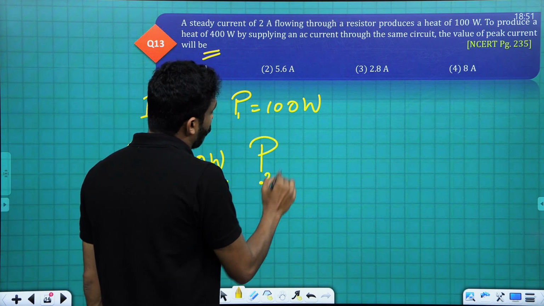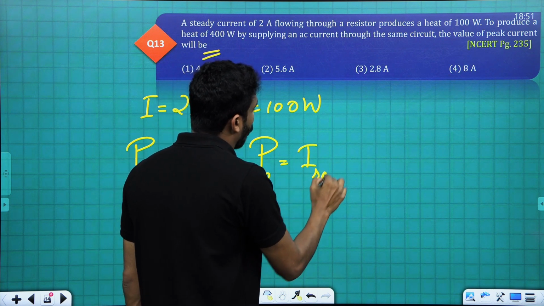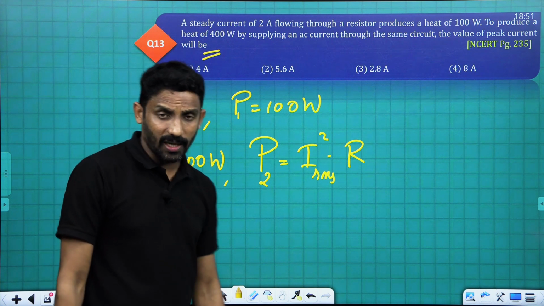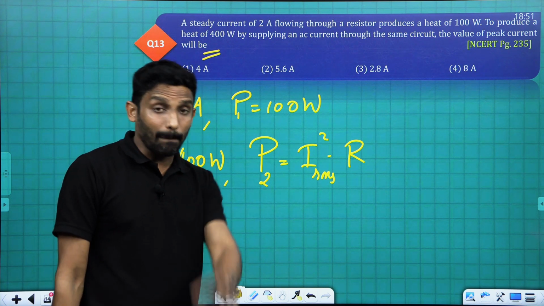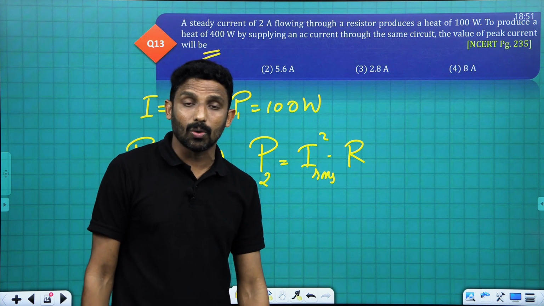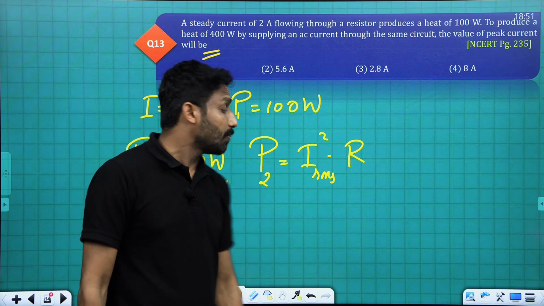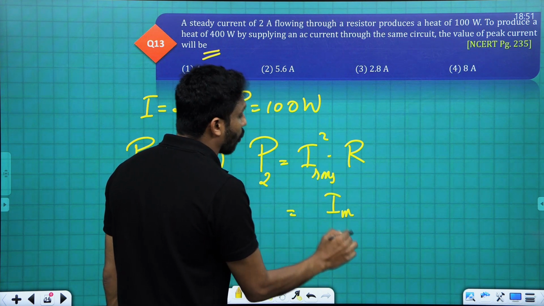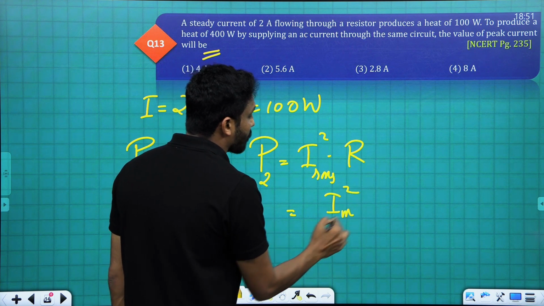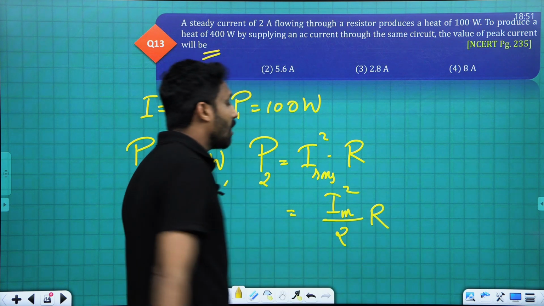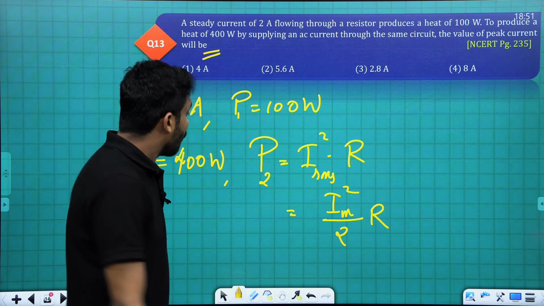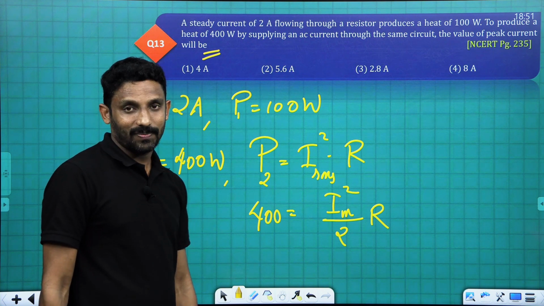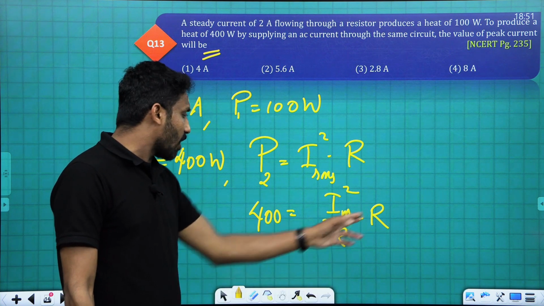In the case of AC, this power P2 we can write as IRMS square into resistance. Here they are asking about the peak current. IRMS is equal to IM by root 2, the peak current IM divided by root 2. So its square is IM square by 2. This is given as 400. Now we obtain the value of R from this.